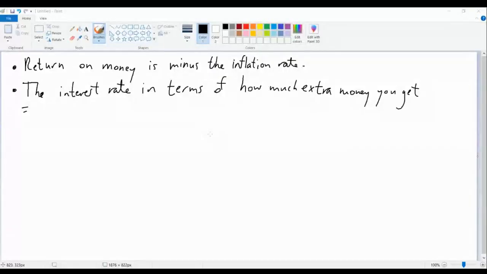So the return on money is negative the inflation rate. That was what I was saying earlier. And then the interest rates you've been discussing so far are in terms of how much extra money you're getting back. So you give me 100, I pay you 110, the difference is 10, 10 over 100 is 10%. That is called the nominal interest rate. So anything nominal means it's only in terms of cash. Another way of thinking about it is that it's not being adjusted for inflation. You may remember this from nominal GDP in your macro class.